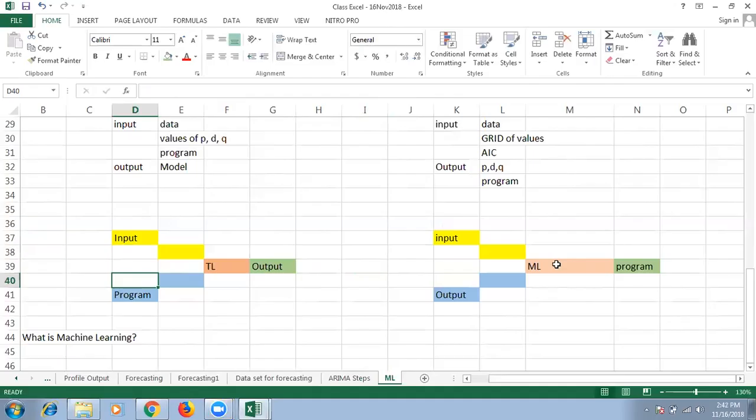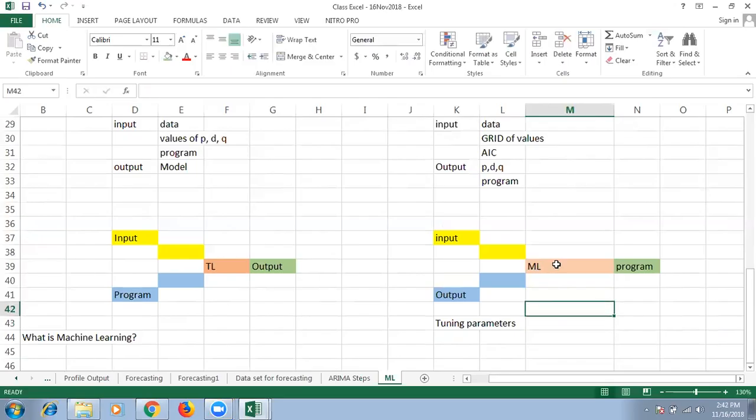Am I correct? So in this case, what is in your control? The control is the model, whatever you want, you can use it. Whatever the program, you can write it based on the program only, and you will get the model. And what else is in your control? The control is the grid of values for PDQ in this case. So this is what we call tuning parameters. That means if I tune the parameters, I will get a different model, and that model can give you high accuracy.